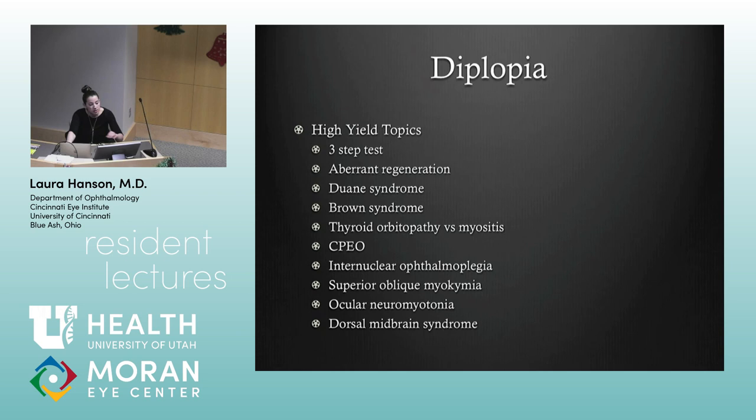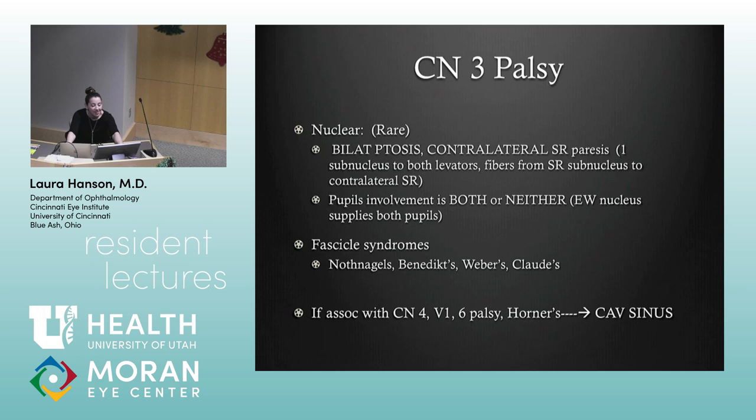Okay, double vision. All right, so third nerve palsy can happen anywhere along the track. It's rare to have a nuclear third nerve palsy, but there are some really particular findings, so you want to be basically familiar with it. If they get a nuclear third nerve palsy, they're going to have bilateral ptosis and contralateral superior rectus paresis, in addition to the typical findings.